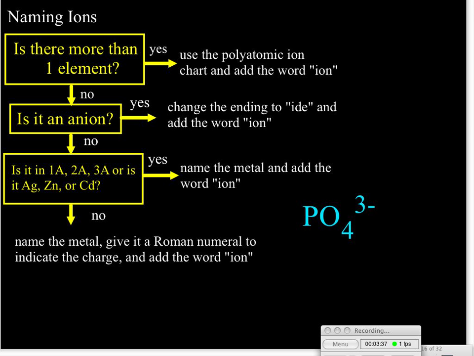Here, our second letter is the same height as our first one. That says we've got two elements here. This is phosphorus and oxygen. If the O was a lowercase, of course, we'd have polonium. So we've got a combination of phosphorus and oxygen. There's more than one element, so we're going to use our polyatomic ion chart. We look up this ion on the chart. We find it's the phosphate ion. Our chart just says phosphate, and we add the word ion.